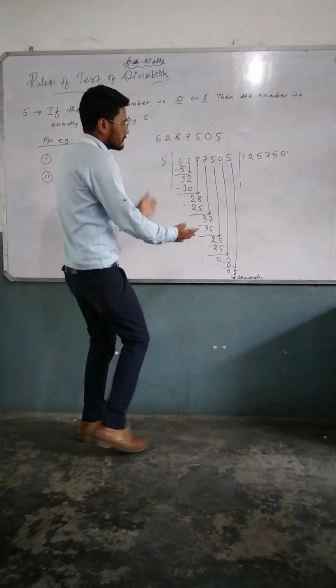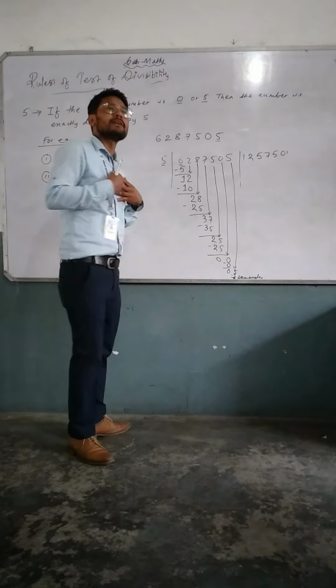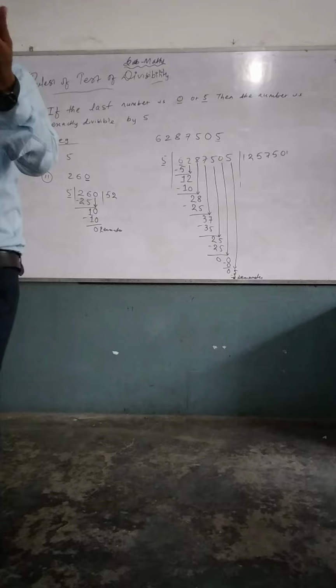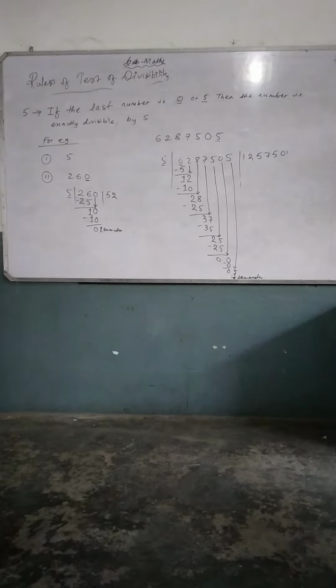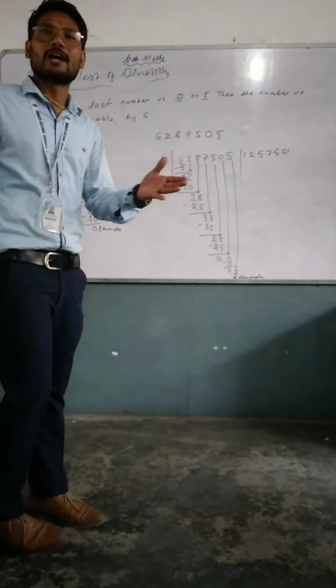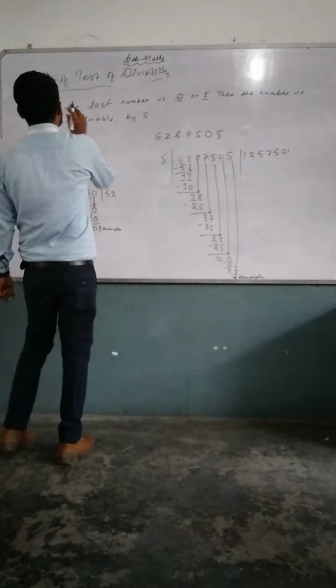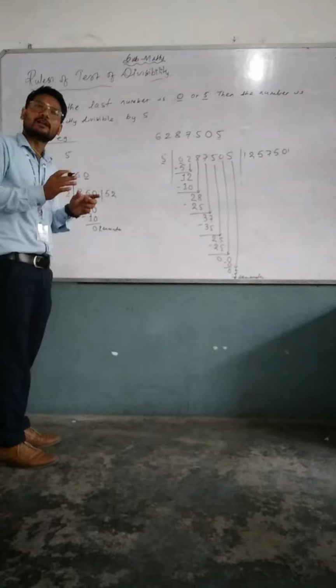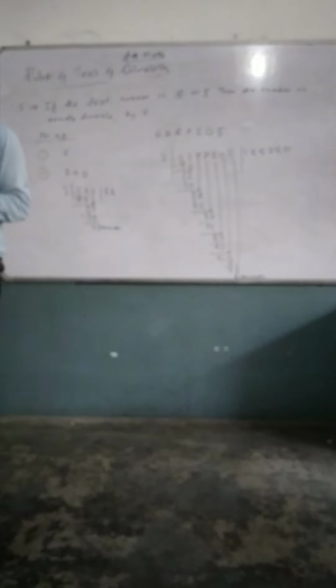So look, while doing this one, for me it would have taken, I think, 1 minute or 1 minute 30 seconds. But for you, it may take more time. Yes or not? That's why this rule has been given to you, to reduce the time and make the sum easier. Do you understand? Any confusion about this?